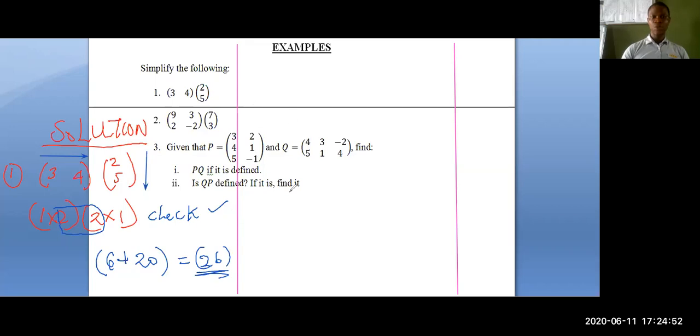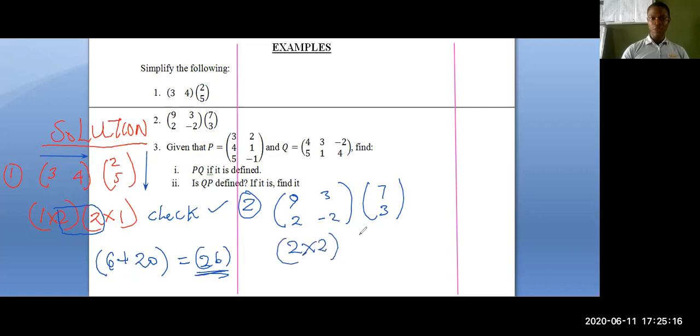Okay, so for number 2, I'm going to take number 2 here. For number 2, I'm having 9, 2, 3, minus 2, and 7, 3. Okay, now testing for the order to see the compatibility, it is a 2 by 2 matrix order multiplied by a 2 by 1 matrix order. So you now discover that they are compatible based on this test, because adjacent numbers are equal. So of course, our final answer is going to be a 2 by 1 matrix that we're going to have as our final answer.